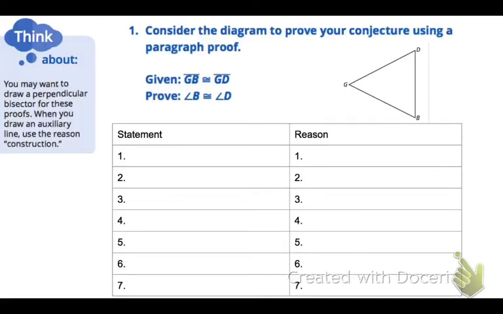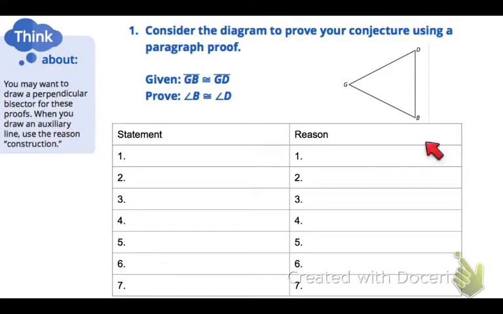Alright, so we're going to go ahead and look at the diagram that we're given. They're telling us that GB, this line here, and GD are congruent. We're trying to then prove that angle B and D are congruent. Now, if you notice the theorems that we've been going over, we've had triangles to compare.